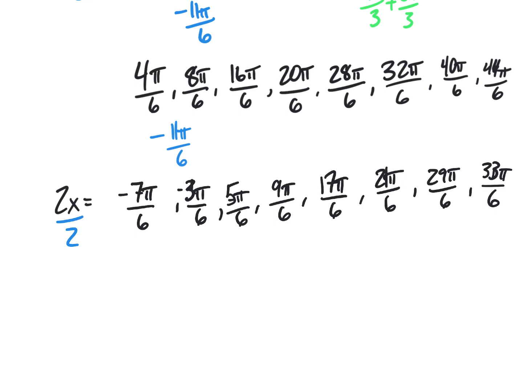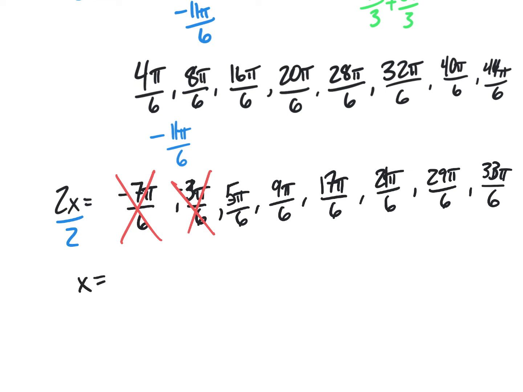But here's the thing, these are negative, so I can get rid of those because I know that my answers have to be positive. I also know that they have to be between 0 and 2 pi. And so when I divide all these by 2, I need to make sure that my answers are between 0 and 2 pi. To divide a fraction by 2, we can just multiply the denominator by 2.